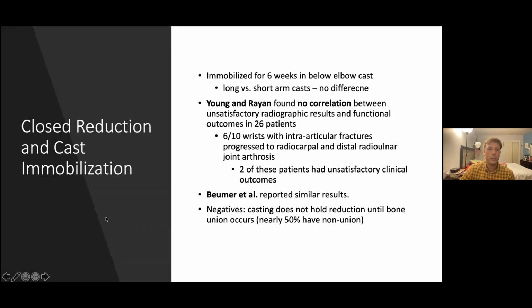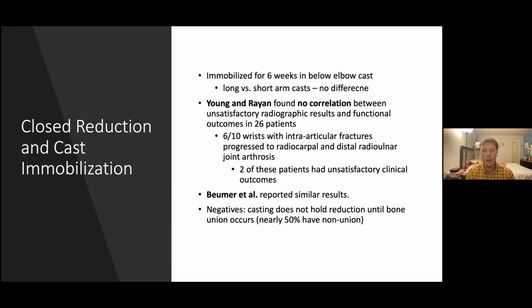So this study looked at closed reduction and cast immobilization. The patients were immobilized for 6 weeks in an elbow cast. There was no difference in results between long and short arm casts. The study noted Young and Ryan, as well as Bumer et al., who found no correlation between unsatisfactory radiographic results and functional outcomes in 26 patients.